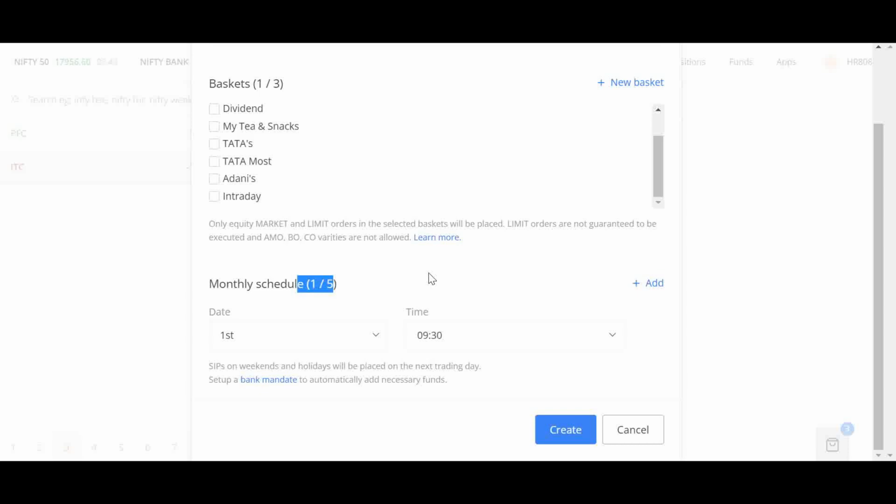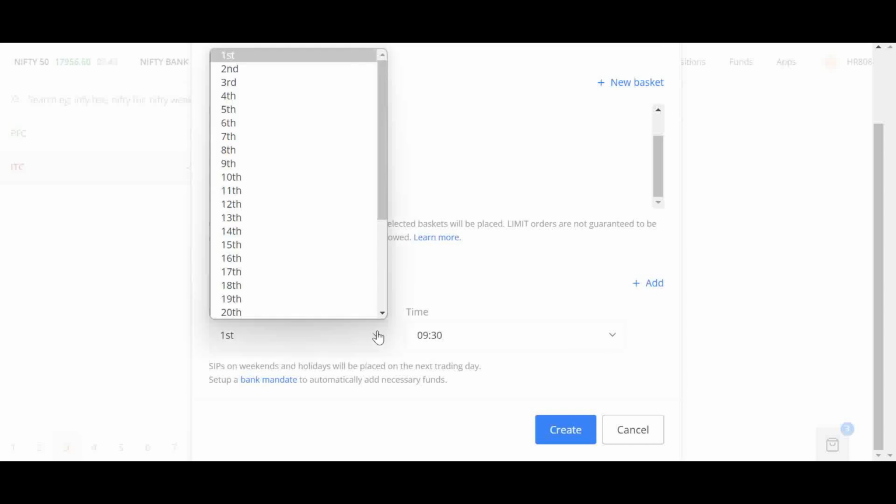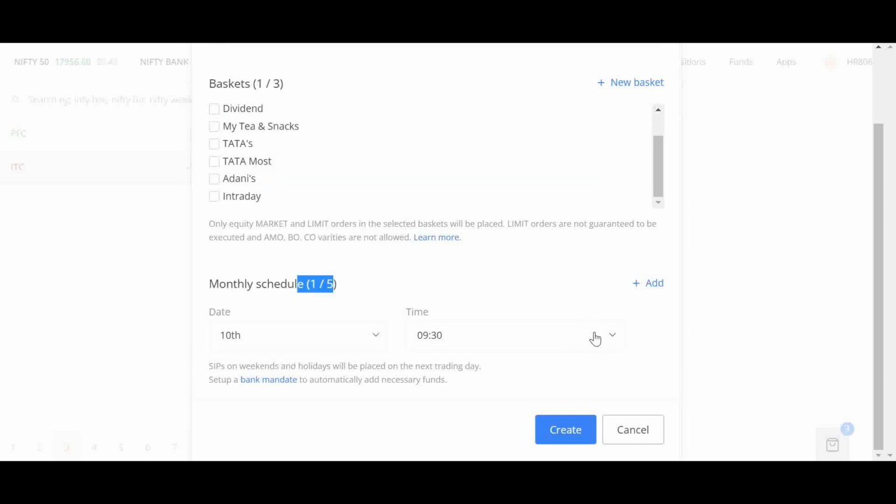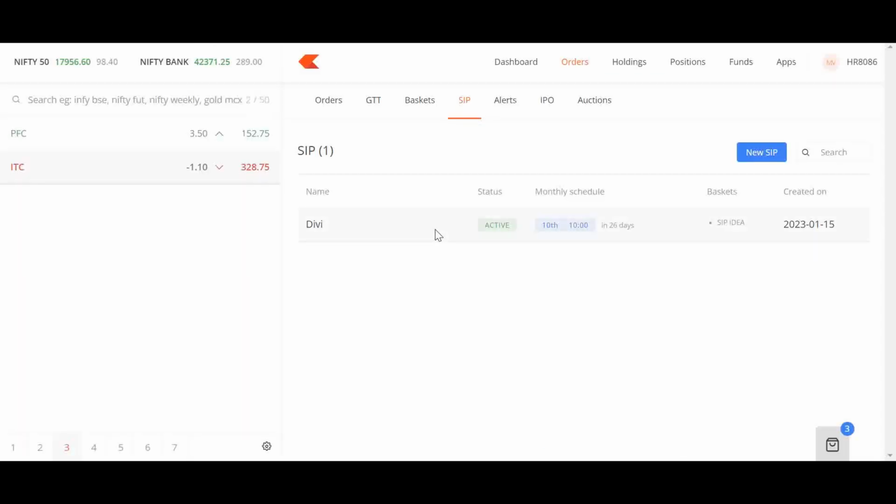Let's say I'm going to invest on the 10th of every month. Then I will choose the 10th date, and I'm going to choose 10 as the time. When this particular condition is satisfied, this order will get triggered. So create this first. Now this is activated. Whenever this condition is met, the 10th of every month at time 10, this order will get triggered.